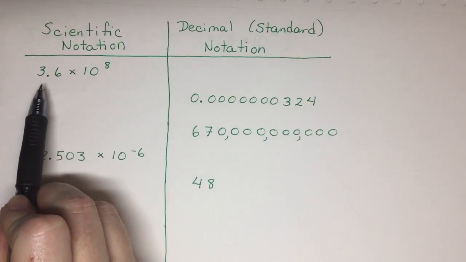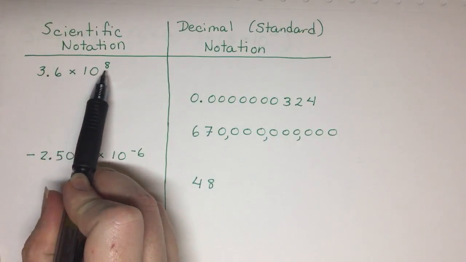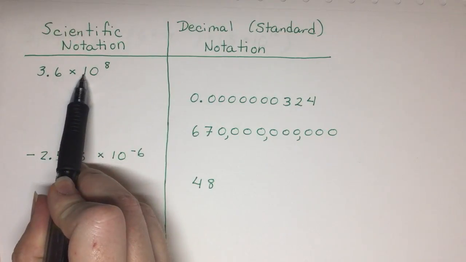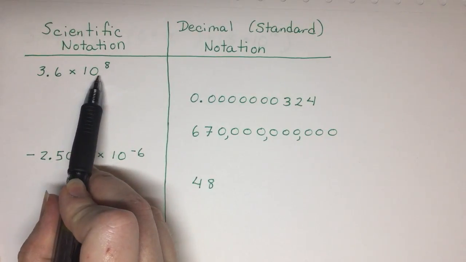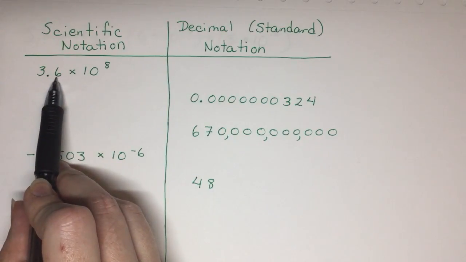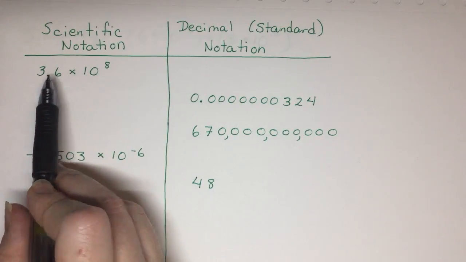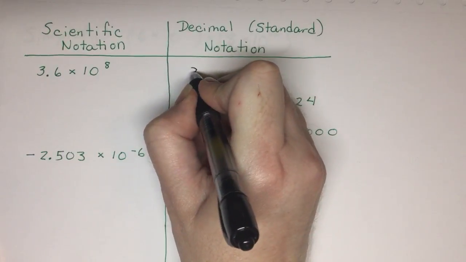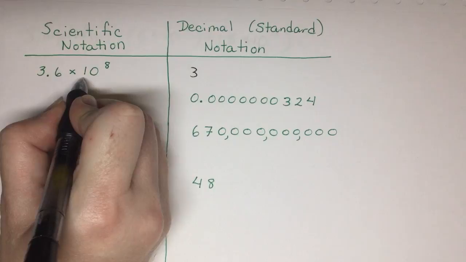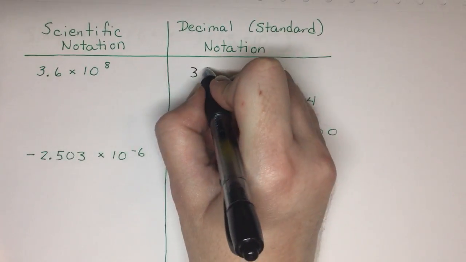So, 3.6 times 10 to the 8th. Well, 10 to the 8th, we've got a positive power, so that's going to be a 1 with 8 zeros behind it. That's a pretty large number. So if I've got 3.6 and I'm wanting this to be a large number, I'm going to move my decimal 8 places. In this case, to the right, making it a large number.